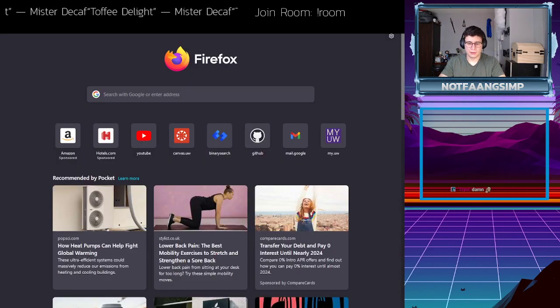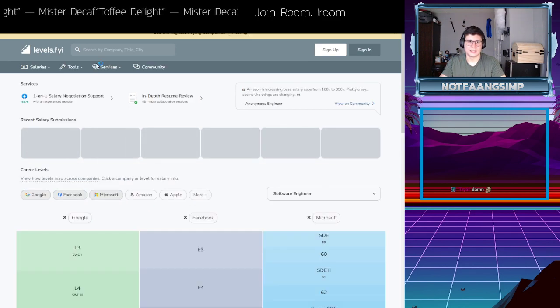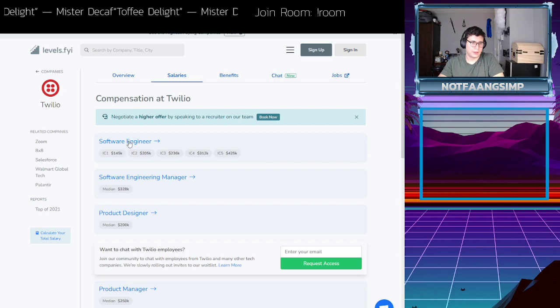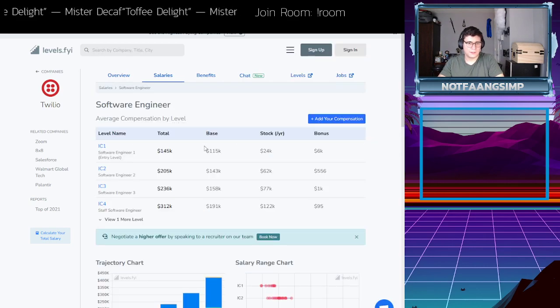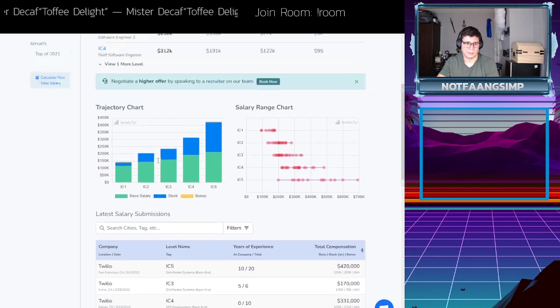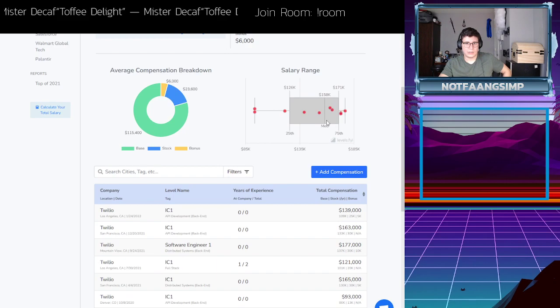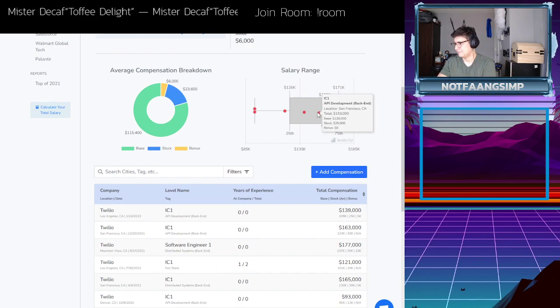But if we go to levels.fyi, they do have a pretty decent... Let's see. 115k... Oh, wait a minute. Maybe I should have cared. Yeah, so their base is higher than I think what even Microsoft is offering me. But again, 24k in stock a year. Kinda mediocre. It's definitely a really solid company, but... Here, let's look at the L3 entry level. A majority of them are at 150k compensation.